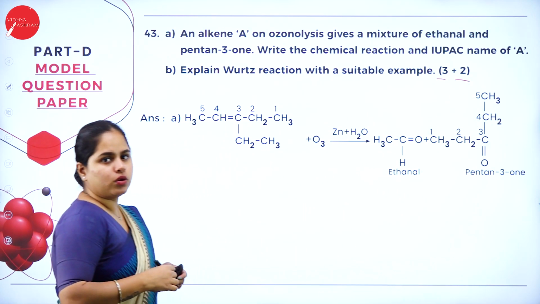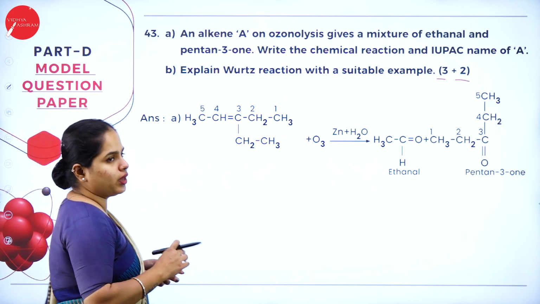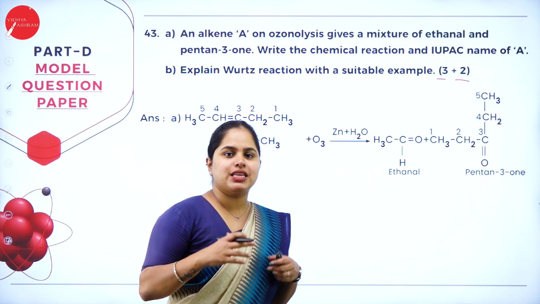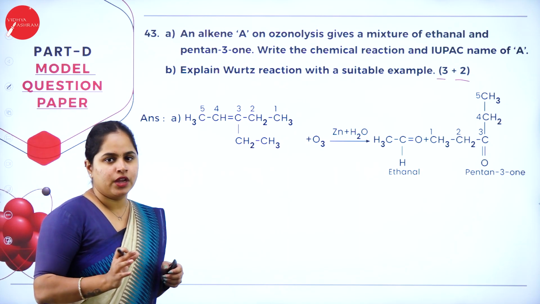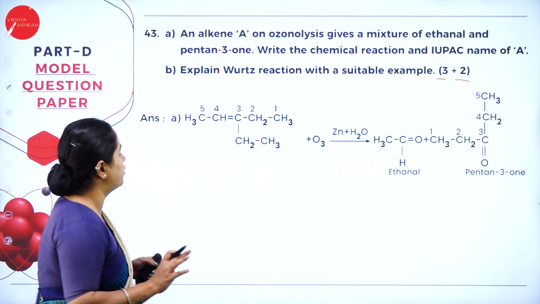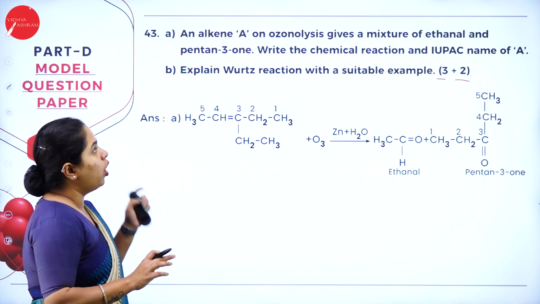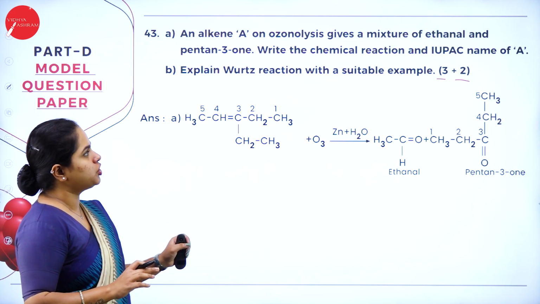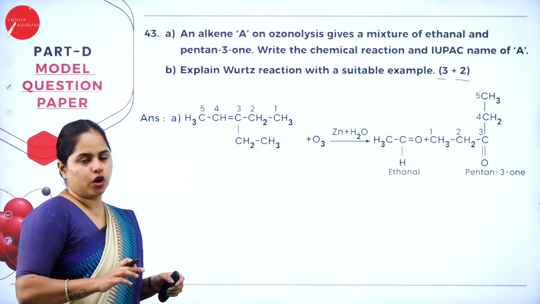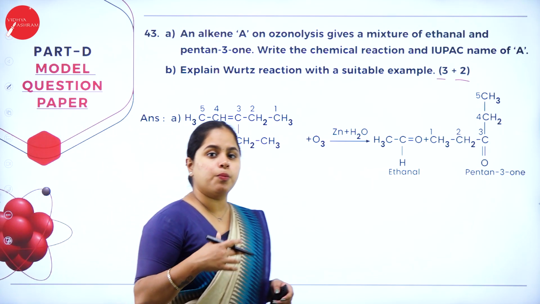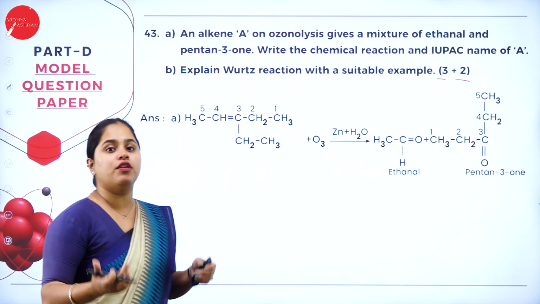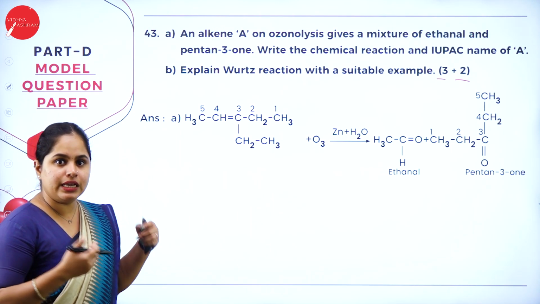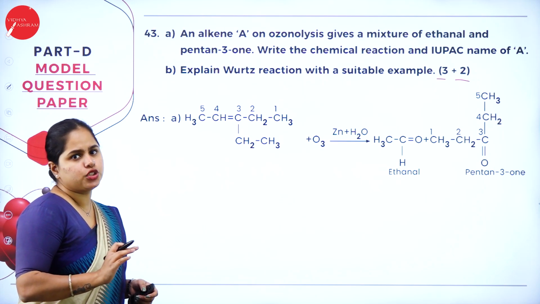Okay. So the first question, let's discuss an alkene. It is given A, which is an alkene. So your answer should be to find what is A, and you have to write the IUPAC name of that. So an alkene A on ozonolysis gives a mixture of ethanal and pentan-3-one. So after ozonolysis, what are the products formed is already given to you. So from those products, you have to identify what exactly is the reactant which you have taken.